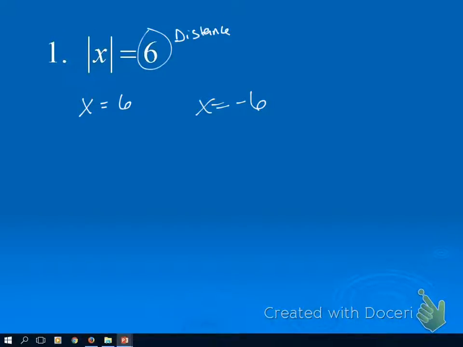Once it's there, we're going to split, right? Because we know that 6 and -6 are both 6 units away from 0. They're both at a distance of 6 from 0. So we're going to split our equation, and whatever's inside the absolute value bars, we're going to set equal to the positive and the negative version of that distance, because we know that we can go either direction, positive direction or negative direction, and travel the same distance.